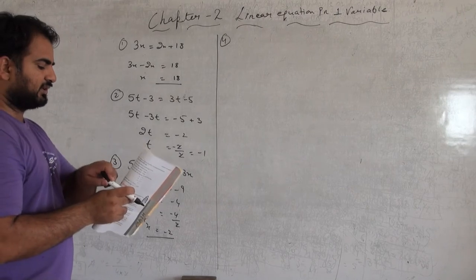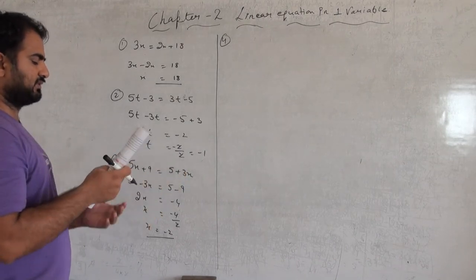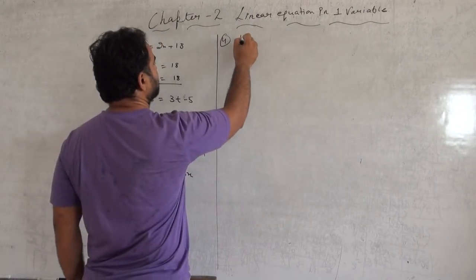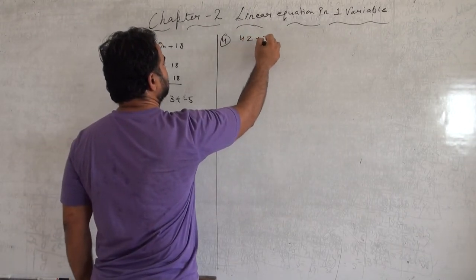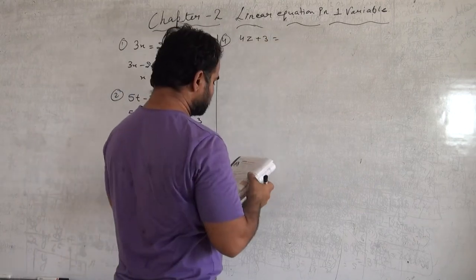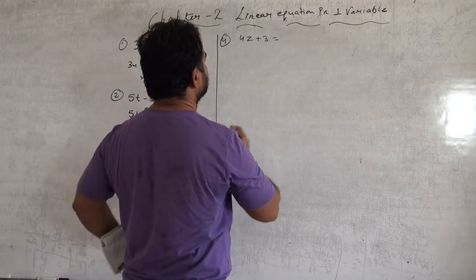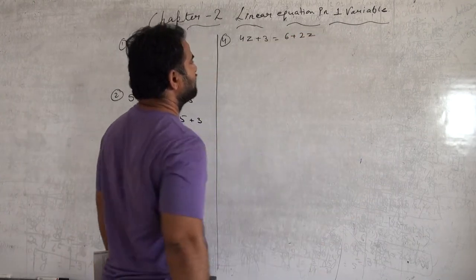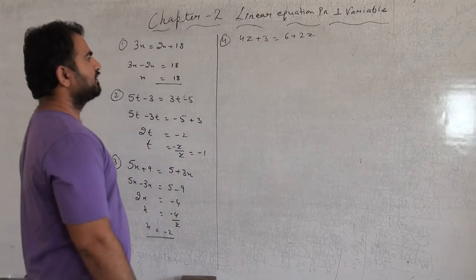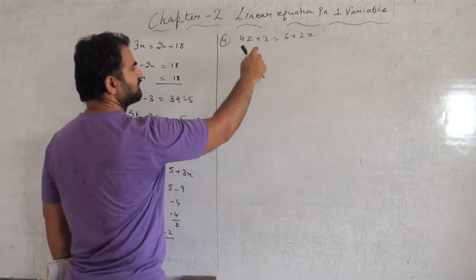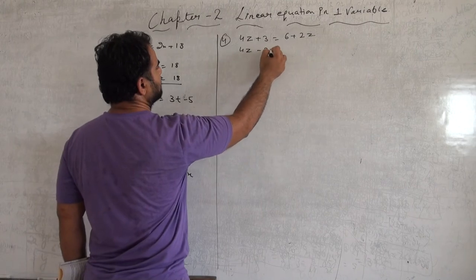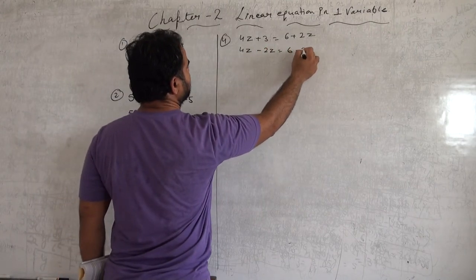Question number 4 is 4z plus 3 equals to 6 plus 2z. Okay. So what we have to do? Just place this 2z on the left hand side. So 4z minus 2z equals to 6 minus 3.